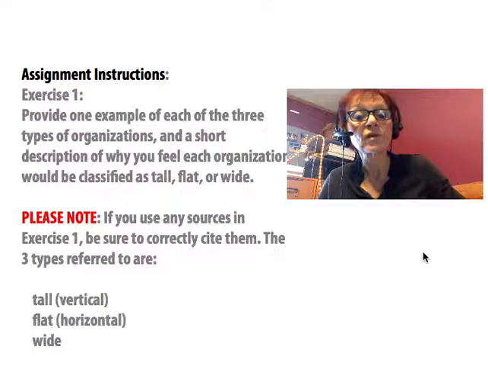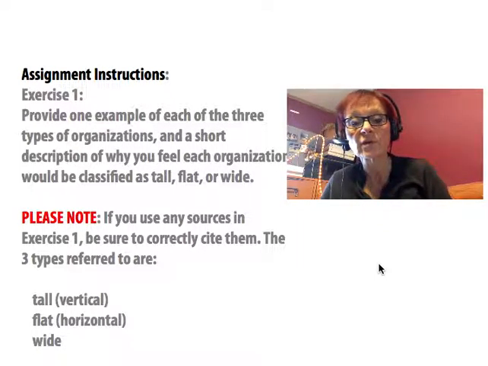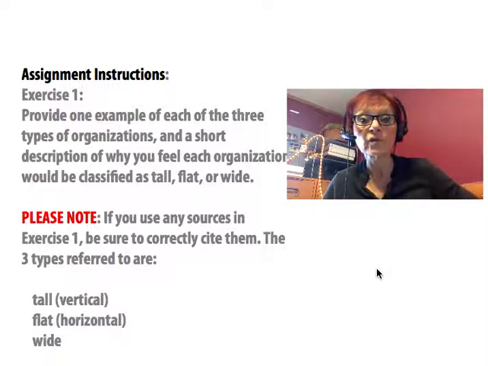The assignment instructions begin with exercise 1. Provide one example of each of the 3 types of organizations and a short description of why you feel each organization would be classified as tall, flat, or wide. Please note that if you use any sources in exercise 1, be sure to correctly cite them, and I do recommend that you use sources. I think you're going to need them, even though they're not required. But the 3 types referred to are tall or vertical structure, flat or horizontal structure, and wide structure.